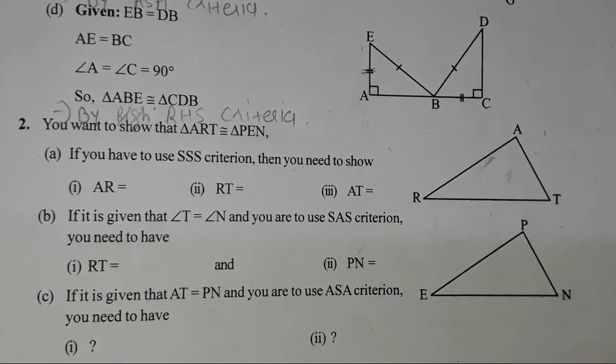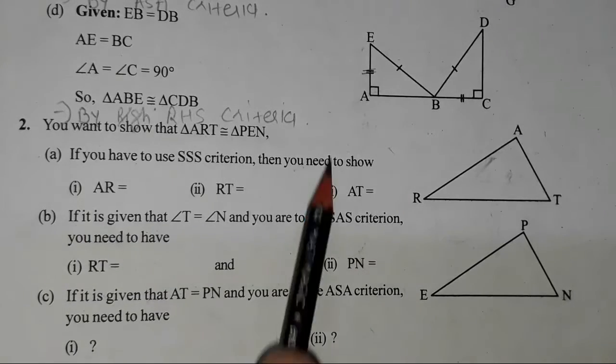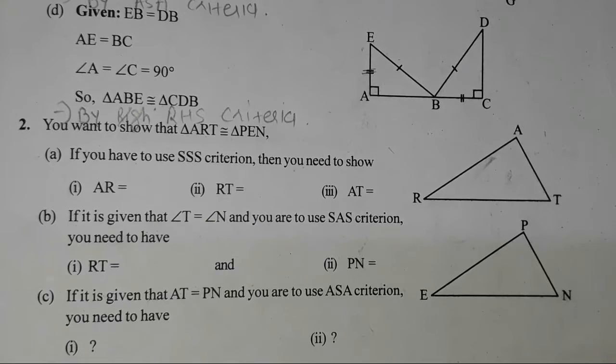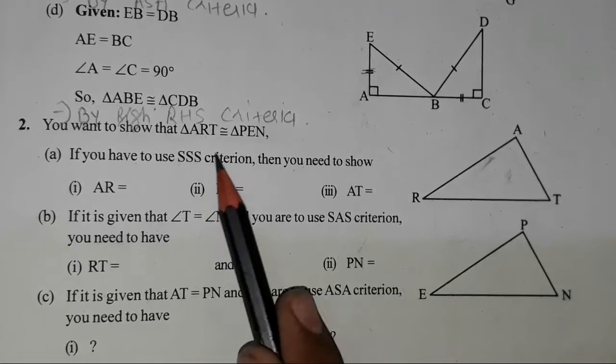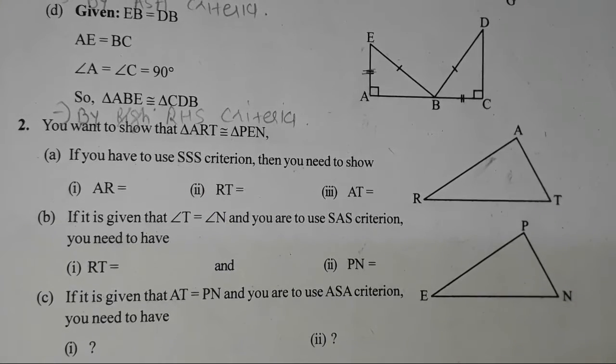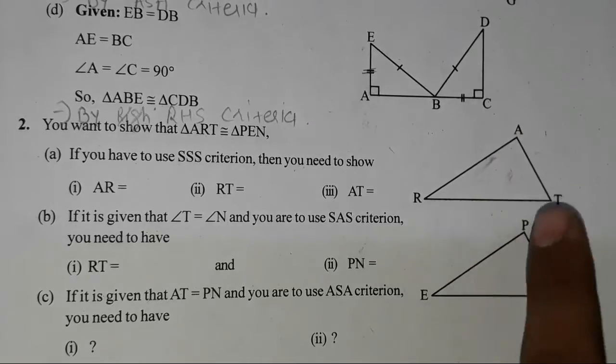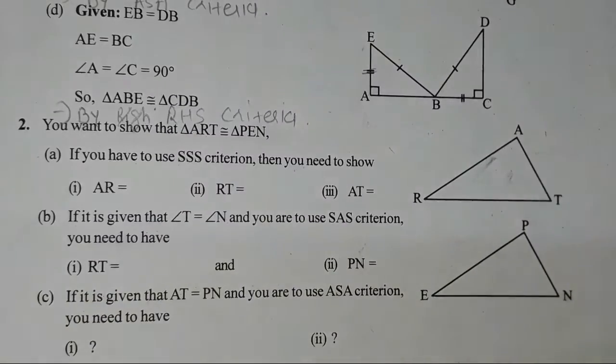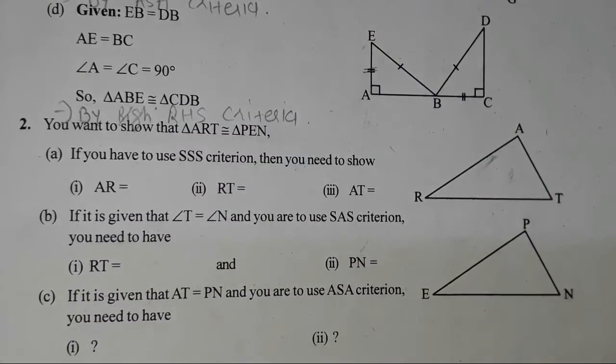For example, here in these two triangles, if I have to show this using the SSS criteria, then what do I have to do? I have to find the corresponding sides. If I have to use the SSS criteria, that means side-side-side. Here the three sides are AT, RT and AR. Similarly, these three corresponding sides should be equal.